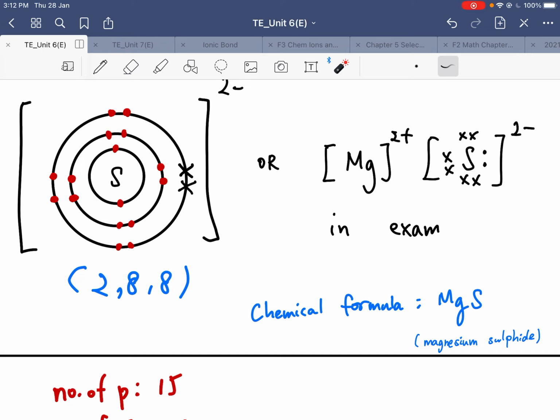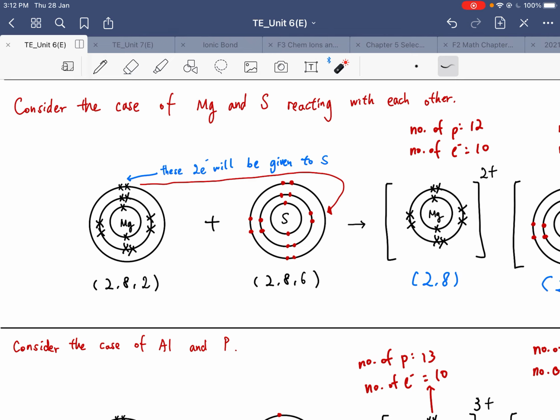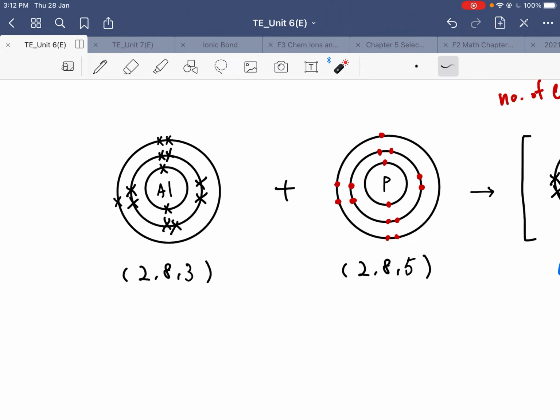But we don't need to indicate magnesium ion or sulfide ion, because the two ions are opposite in charge but equal in magnitude. Same magnitude of 2, but one is 2 positive and one is 2 negative. So you just call it magnesium sulfide. This is why we call it magnesium sulfide, but not magnesium sulfur, because they are not atoms, they are ions. So this is for magnesium reacting with sulfur. Next, we consider aluminium and phosphorus. You don't know anything about group 3 and group 5 yet, but I tell you guys, aluminium has electronic arrangement 2,8,3.